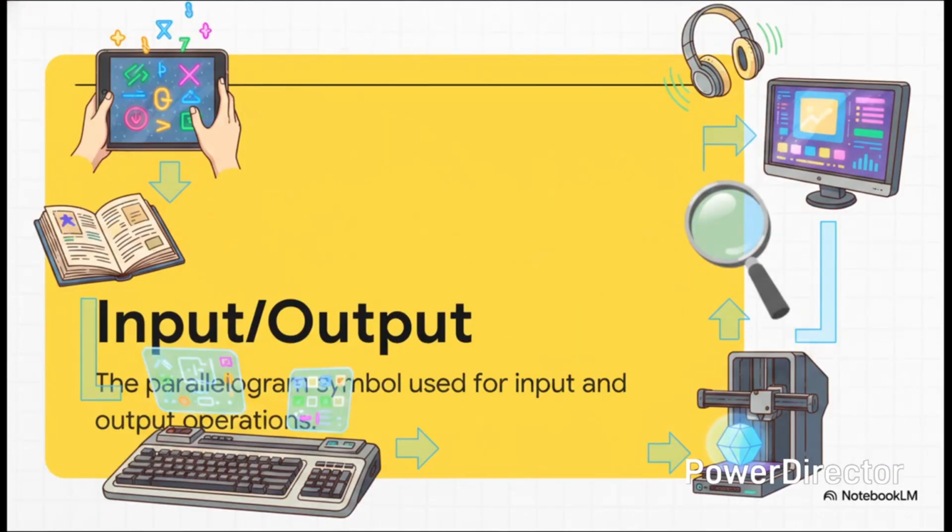All right, next we've got the parallelogram. This one's for any time information is either coming into the process or going out of it. You can kind of think of it as the system talking to the outside world. Like when you're asked to type in your password, that's input. Or when a game shows your final score on the screen, that's output.